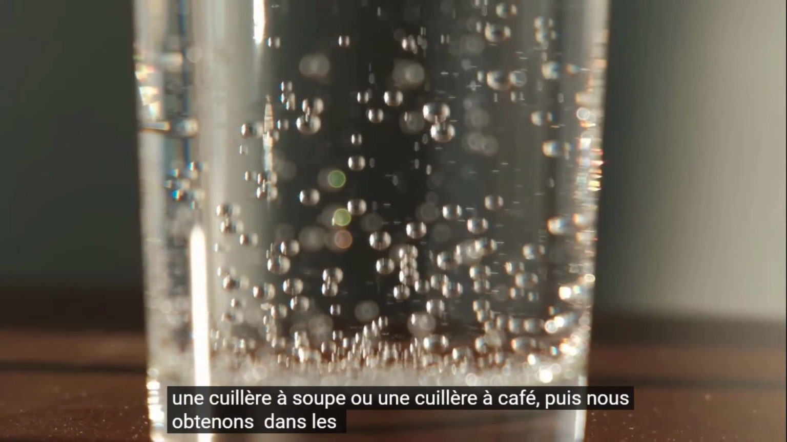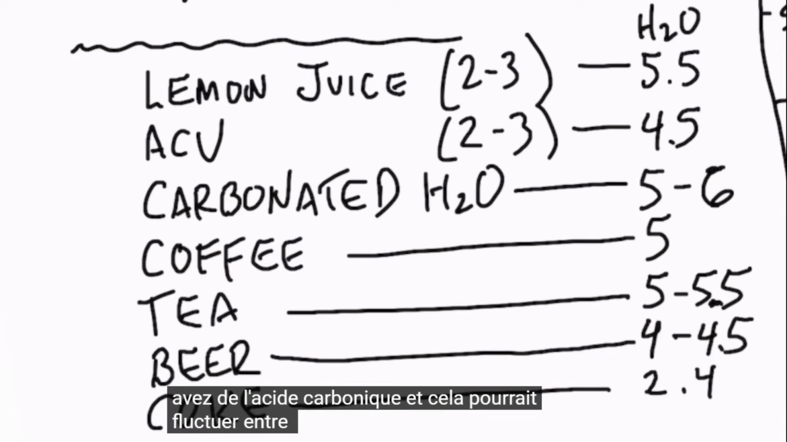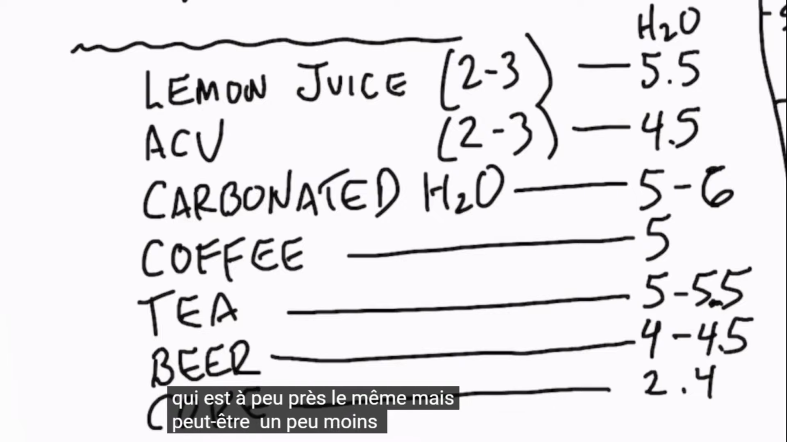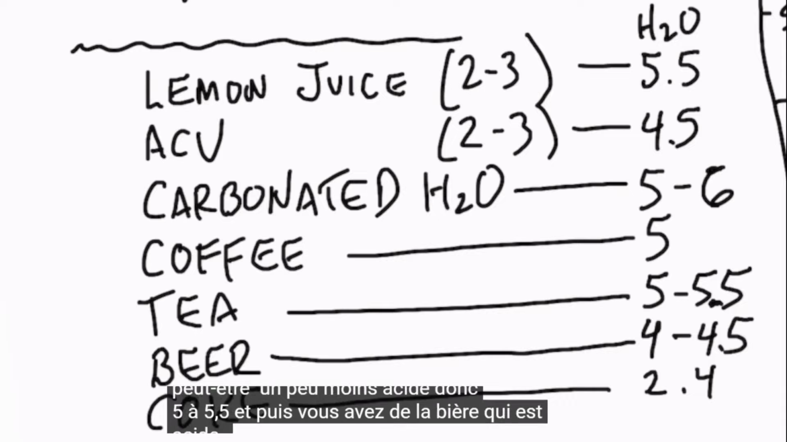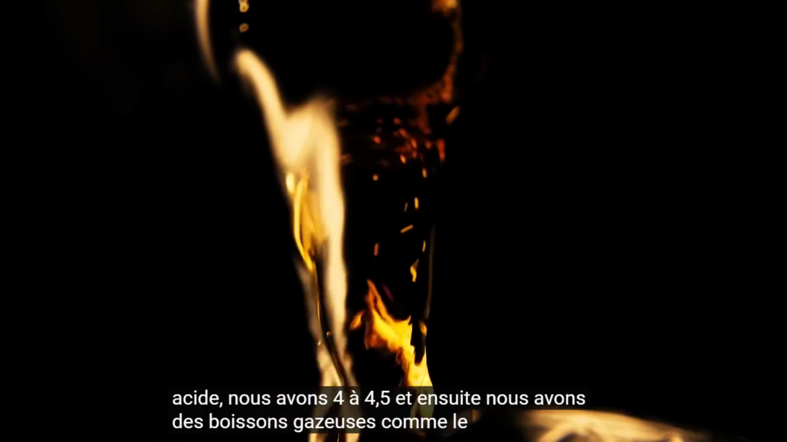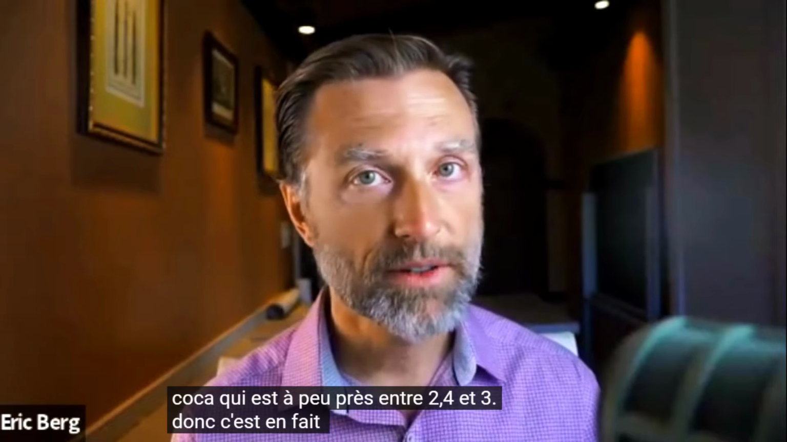And then we get into the carbonated waters, right? You have carbonic acid, and that could fluctuate between 5 to 5.5 to maybe even 6. So carbonated water is slightly acidic. And then we have coffee, which is acidic. It's a 5. And tea, which roughly is about the same, but maybe a little bit less acidic. So 5 to 5.5. And then you have beer, which is acidic. We have 4 to 4.5. And then we have soft drinks like Coke, which is roughly between 2.4 to 3. So that's actually very, very acidic.